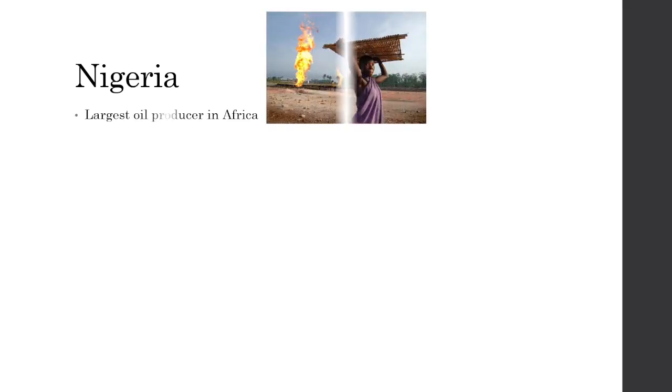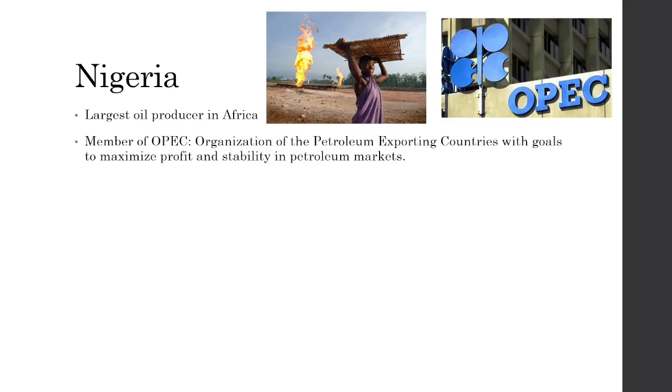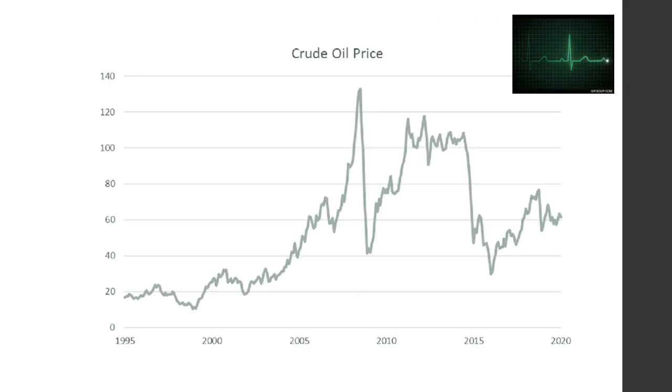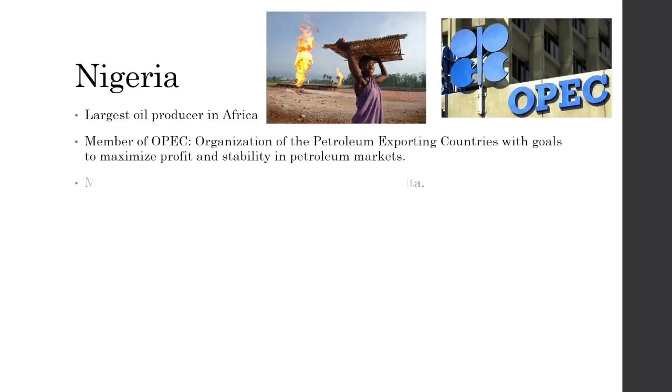So let's look at Nigeria. We're going to look at all three of these countries individually. In Nigeria, they are the largest oil producer in all of Africa. They are a member of the Organization of the Petroleum Exporting Countries, which means they are a major exporter of oil. And they have goals to maximize these profits and also make these markets very stable, so we limit these kinds of extreme fluctuations.